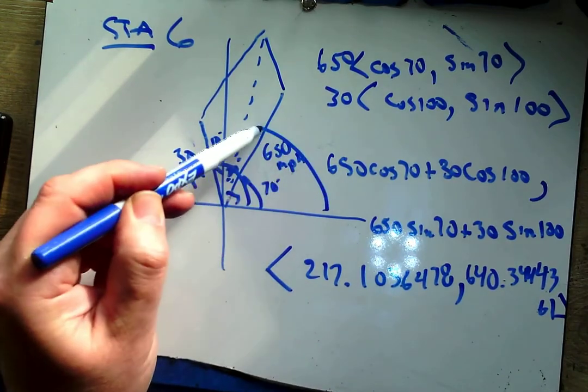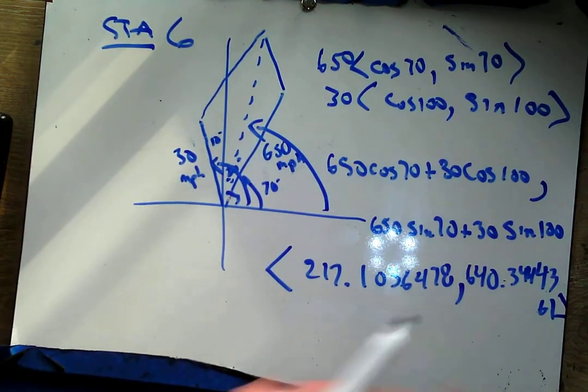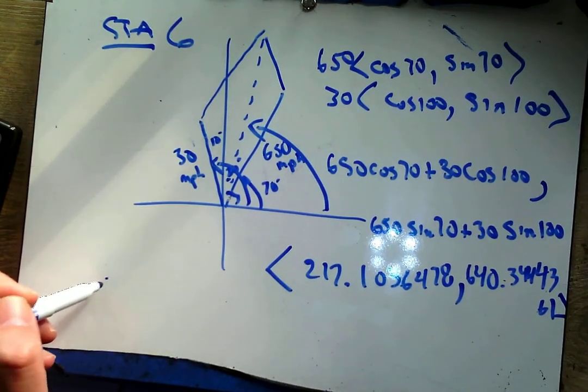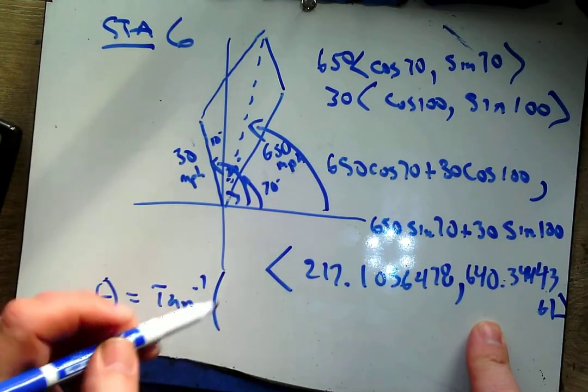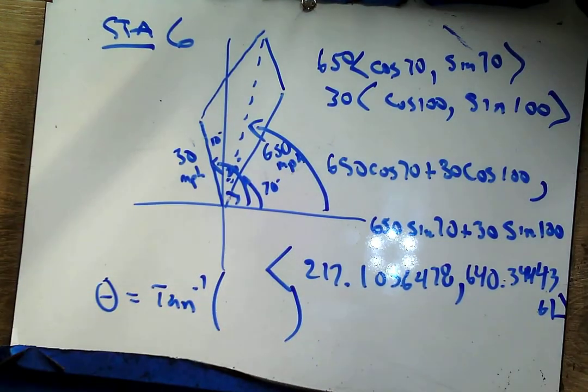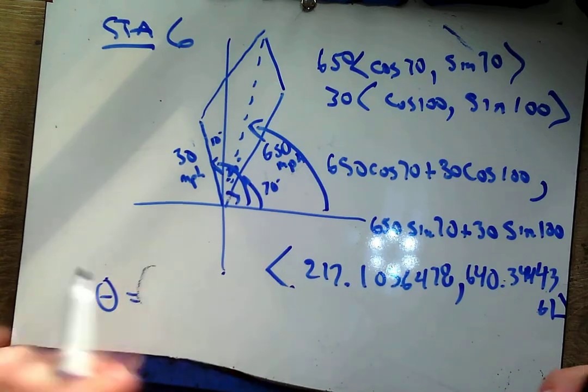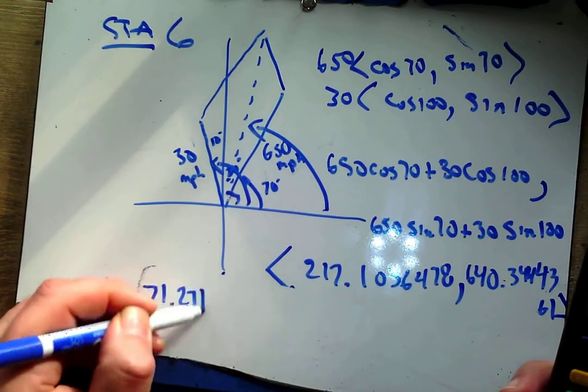Well, we want to know the heading, so I need to find that angle. What direction angle is this? Well, we know that theta is just going to be tangent inverse of this y value over this x value. So let's take that number and divide it by 217.1036478. And now I need the inverse tangent of that. And I end up with theta being 71.271 degrees.